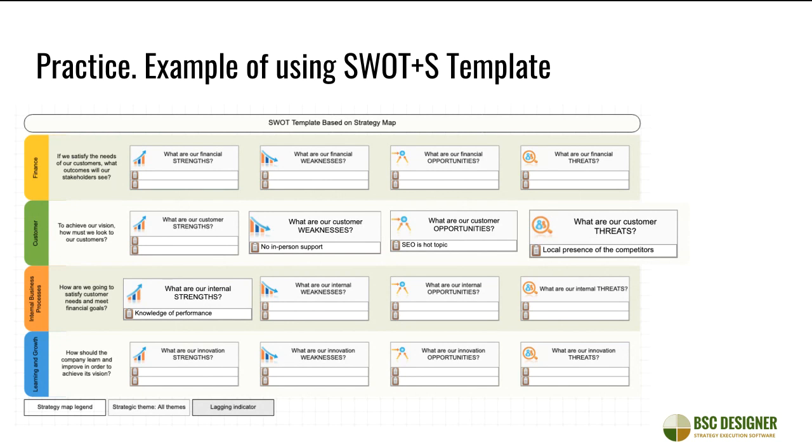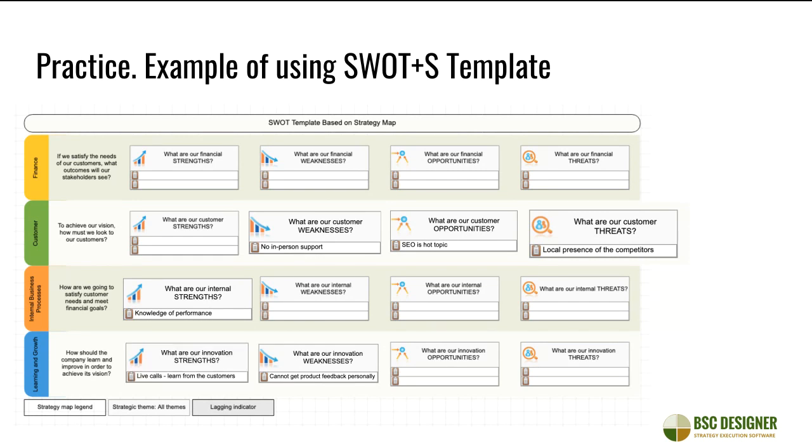So let's do a SWOT analysis for thinking about the last perspective. And thinking in this context, I would say that one of our weaknesses is that we cannot get feedback from our customers personally. So we don't meet with customers in person, so we cannot get this feedback personally. And this is our weakness.